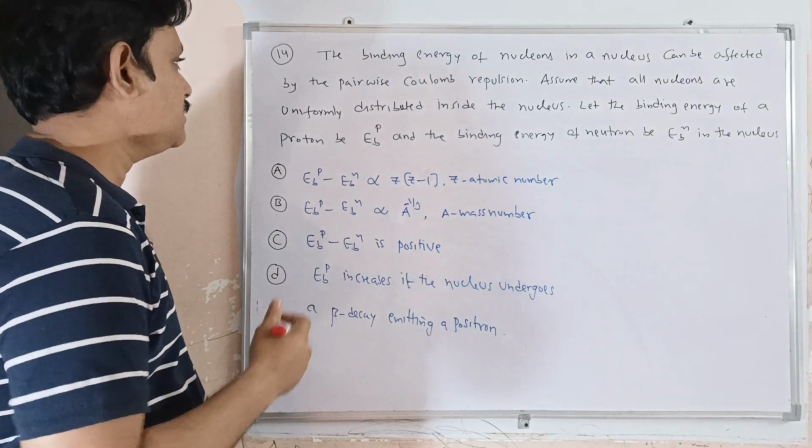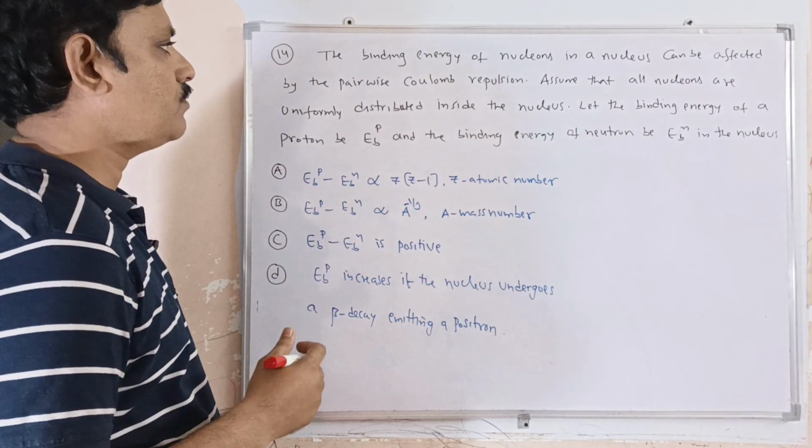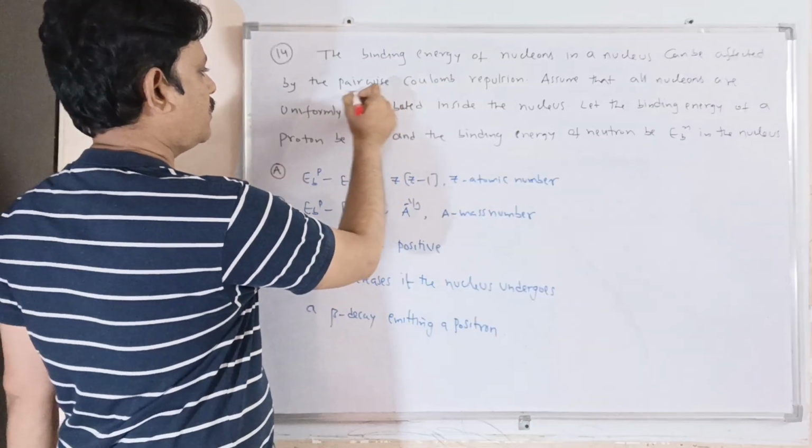Okay students, let us see question 14. The binding energy of nucleons in a nucleus can be affected by the pairwise Coulomb repulsion.